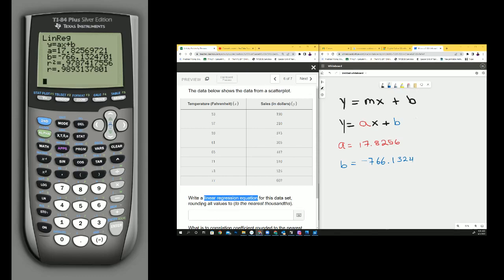equation for this data set, rounding all values to the nearest thousands. I want to remember that I have to round this to the nearest thousands. So all I'm going to do now is write my equation. So I know A is this, B is this, but we're going to round them. So y equals, so to get to my thousands place, it's going to be 17 point, this first decimal is my hundreds, the first is my thousands.